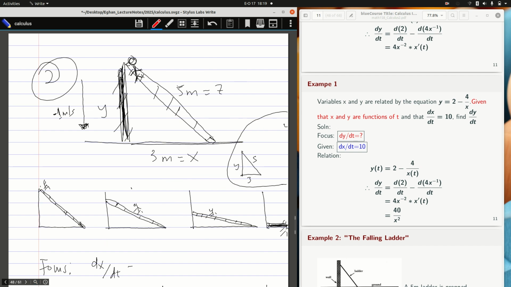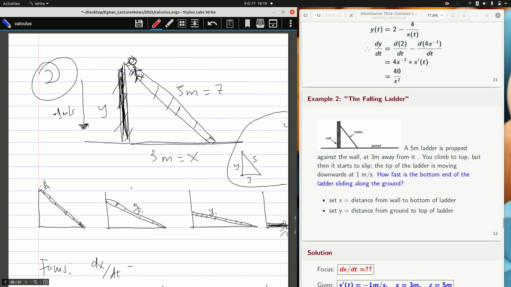Example 2. We are going to now take a word problem. With this second example, we are taking a word problem. I'm always interested in word problems because they help me apply my understanding. If I'm not able to do that, it means I don't understand the concept. We are looking at a falling ladder. This is a very simple scenario for all of us.